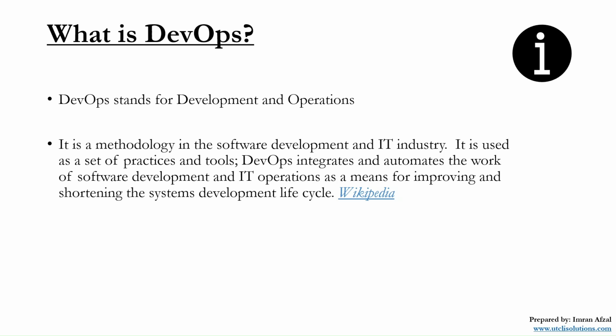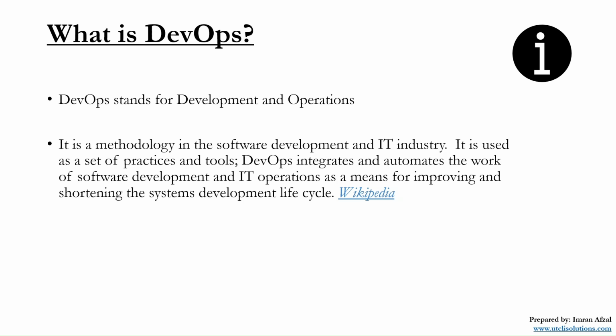All right. So if you search online and type in what is DevOps, Wikipedia says it is a methodology in the software development and IT industry. It is used as a set of practices and tools. DevOps integrates and automates the work of software development and IT operations as a means for improving and shortening the system development lifecycle. It's very simple and straightforward.